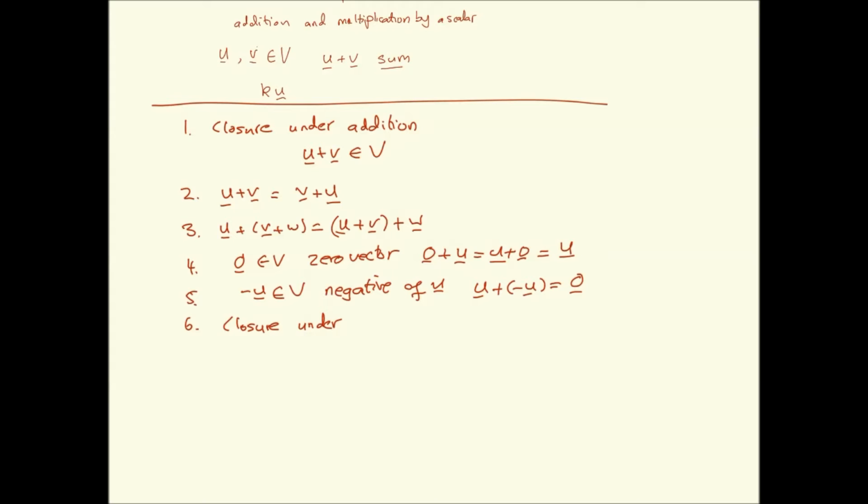Okay, closure under scalar multiplication. This is a slight shift now. The first five axioms relate to addition. Now we look at closure under scalar multiplication, and what it means is that if u is in V, then the object ku is also in V. So when we multiply it by any scalar, it remains within the vector space.